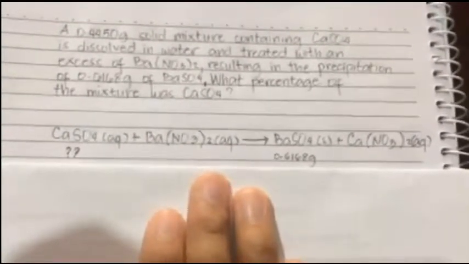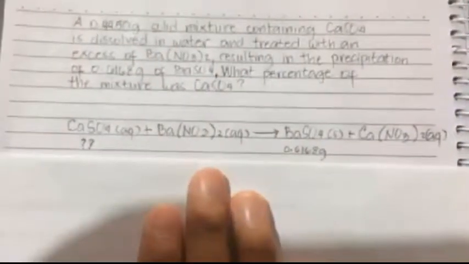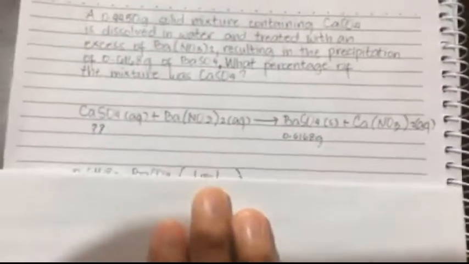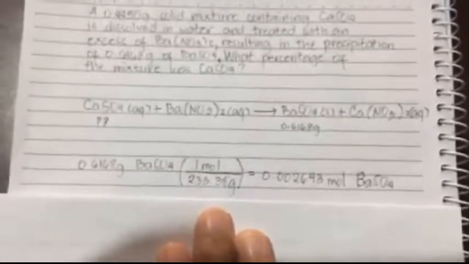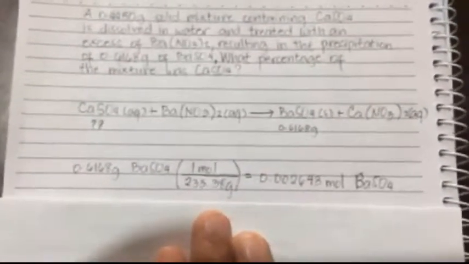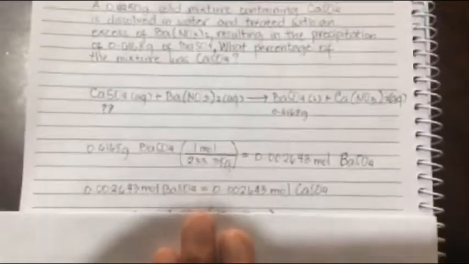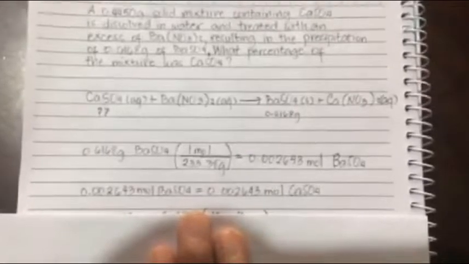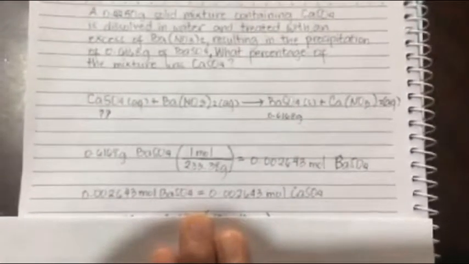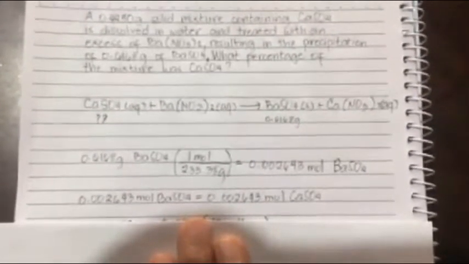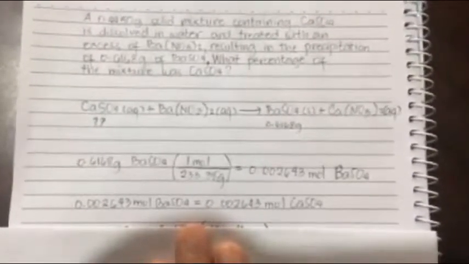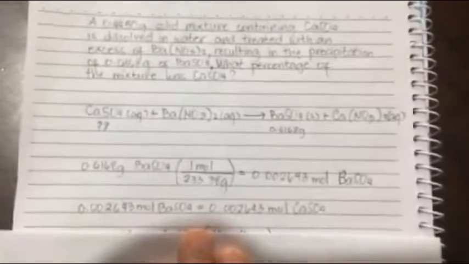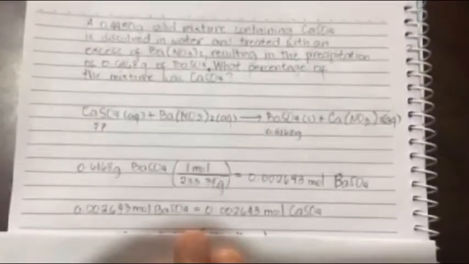So we're going to do stoichiometry. First of all, whenever we do stoichiometry, we know we don't want mass. We need moles, because moles allow us to do stoichiometry. 0.6168 grams of barium sulfate times 1 mole divided by 233.38 grams, which is the molecular mass of barium sulfate, is equal to 0.002643 mole of barium sulfate.